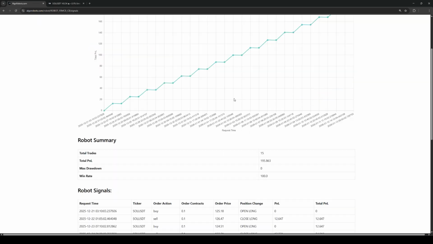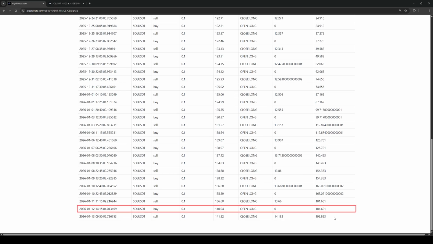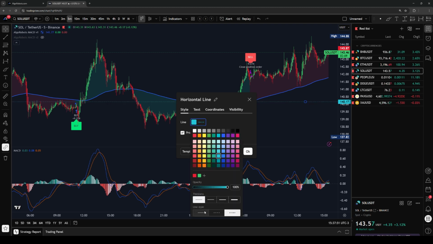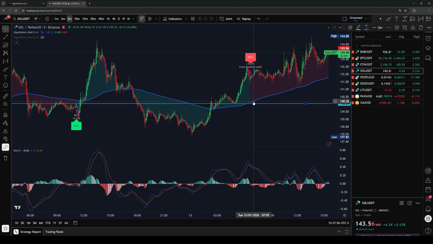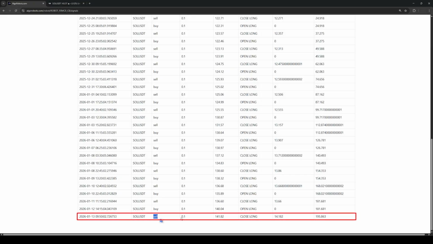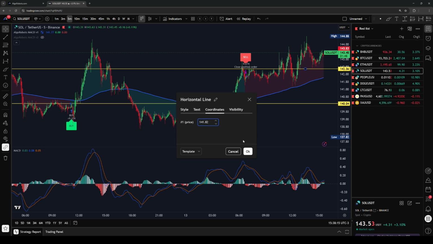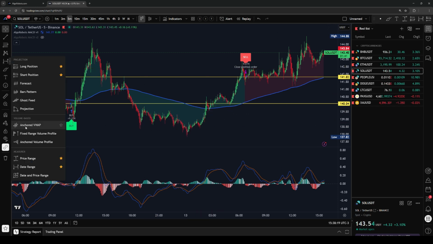We can see in the signals section that a buy signal was generated on January 12th at a price of 140.04. Then, on January 13th, a sell signal was triggered at 141.82. Keep in mind that we're working with a position size of 0.1 on the SOL-USDT pair. From here, we'll start by marking the entry and exit directly on TradingView.